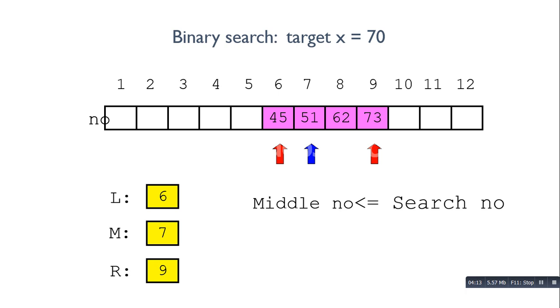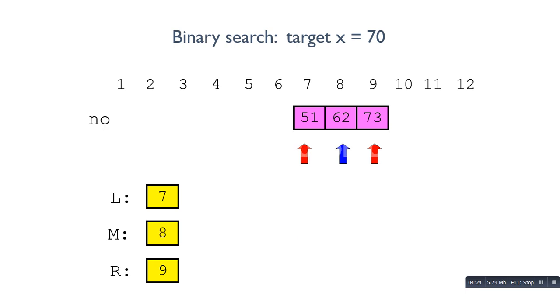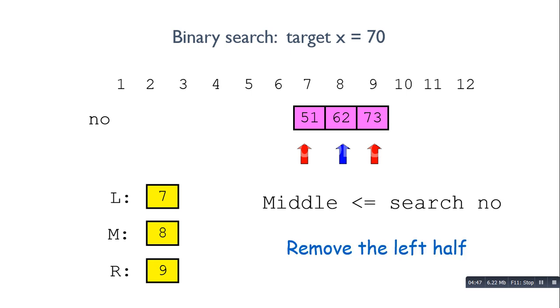Now it is comparing, and if it is less, we can remove the left half, because we know that the element is present only in the right half. After removing the left half, you'll have only 3 elements. The left is 51, the 7th element, the right is the 9th element, 73, and the middle is the 8th element, 62. The middle number 62 is less than 70, so we can remove the left half.